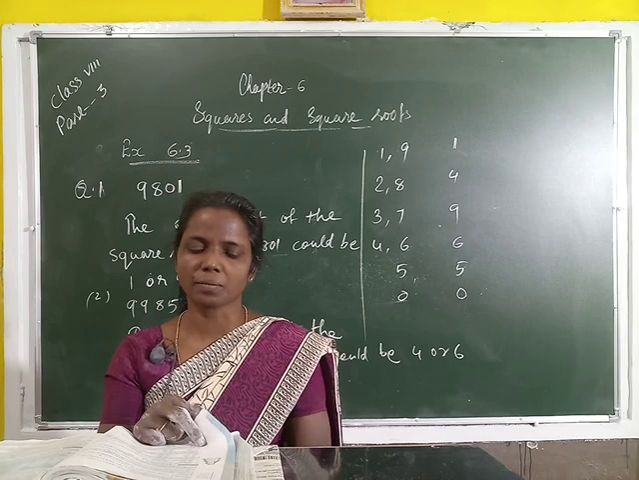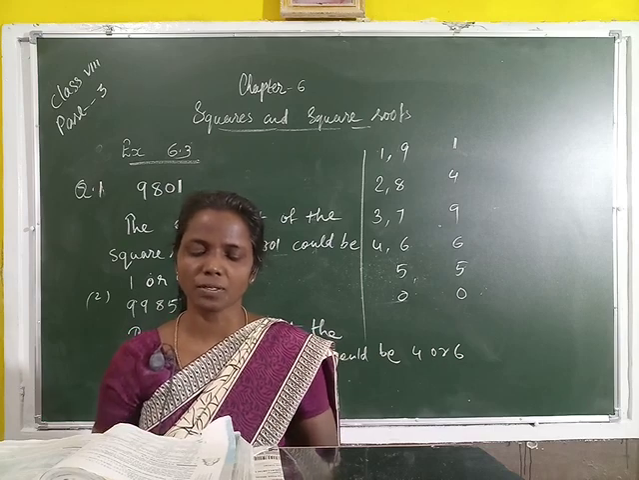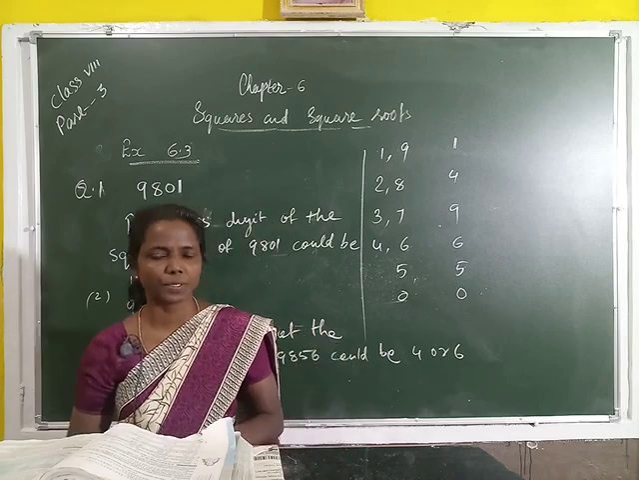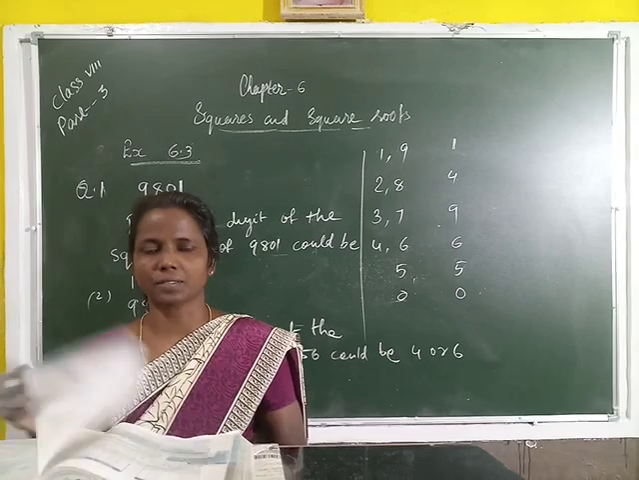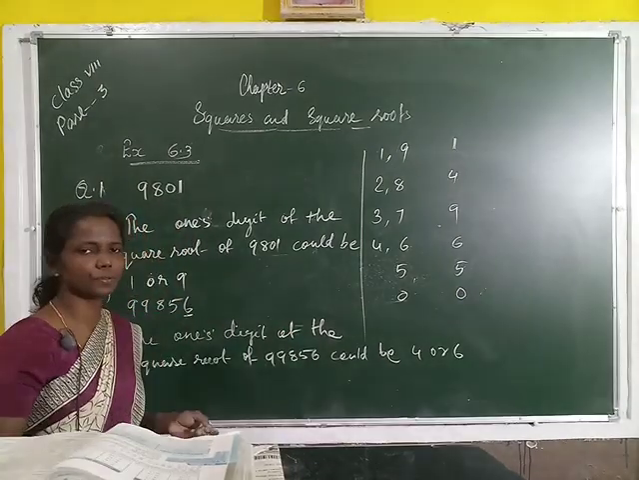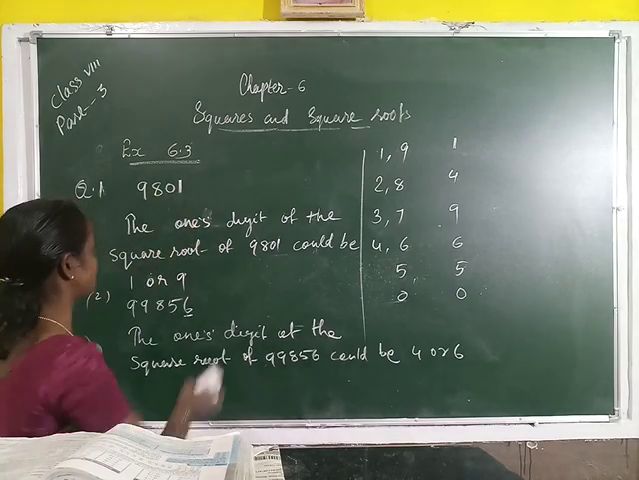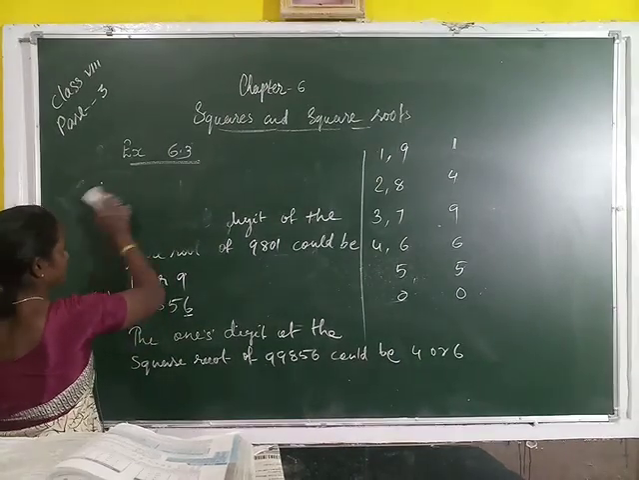Then next, question number 3. Find the square root of 100 and 169 by the method of repeated subtraction. Then how to find the square root by repeated subtraction? Listen here.